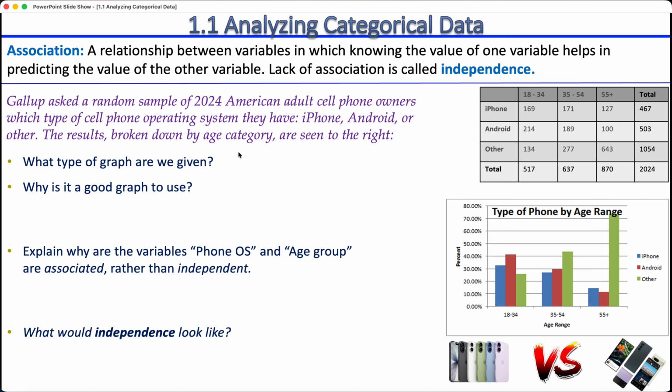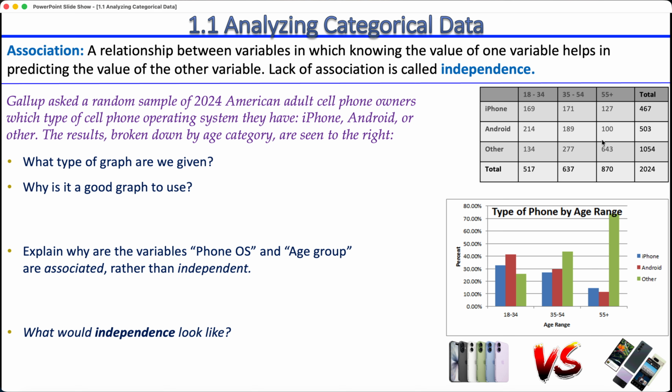So what does that look like in context? Well, let me give you an example to hopefully make some sense of it. Gallup asked a random sample of 2024 American adult cell phone owners which type of cell phone operating system they have: iPhone, so iOS, Android, or something else. The results broken down by age group are seen to the right.